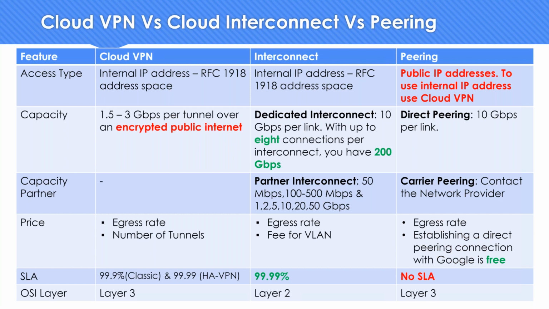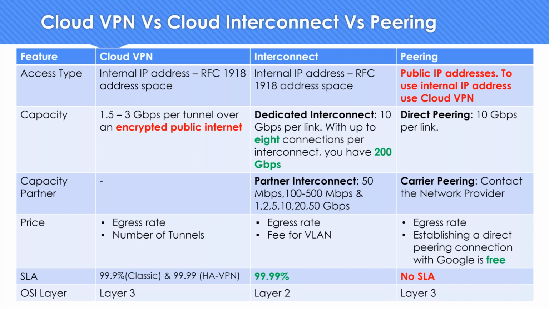The SLA is another important thing for big organizations. Peering may not be a good choice because there is no SLA, which is a red flag. But when it comes to dedicated or partner interconnect, specifically dedicated interconnect, I should have mentioned it as dedicated interconnect, they provide 4 nines of SLA. HA VPN provides 4 nines of SLA because there is a redundant tunnel. When it comes to classic, it is only 3 nines of SLA.